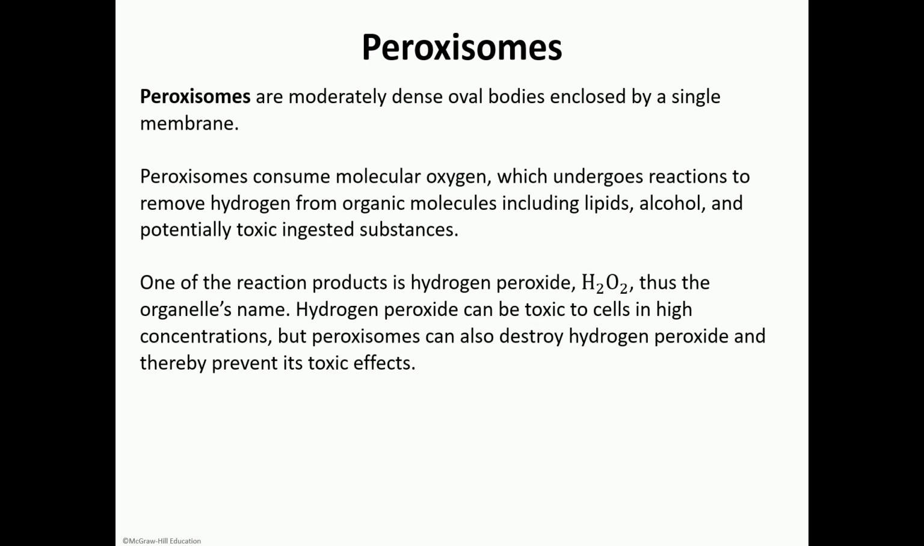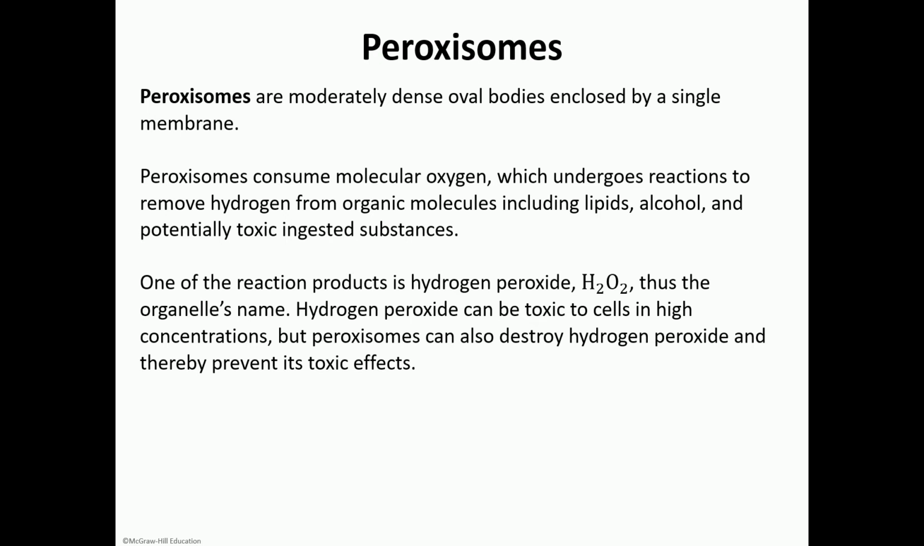Peroxisomes, though, are responsible for getting rid of free radicals. So on a daily basis, our cells produce free radicals. And we talked about how free radicals can speed up the aging process. So it's the function of peroxisomes to get rid of these free radicals, okay?